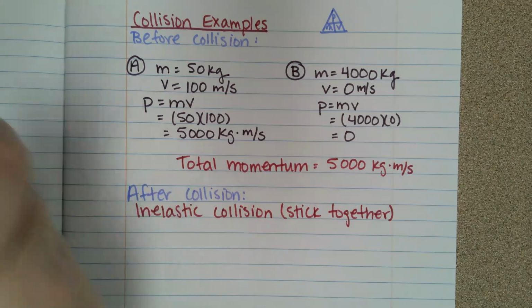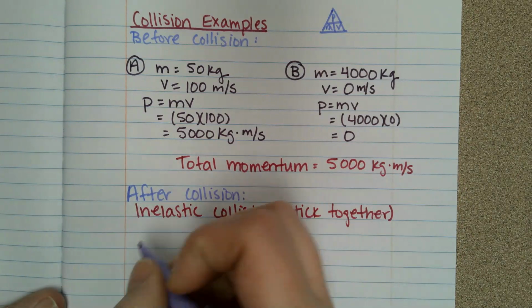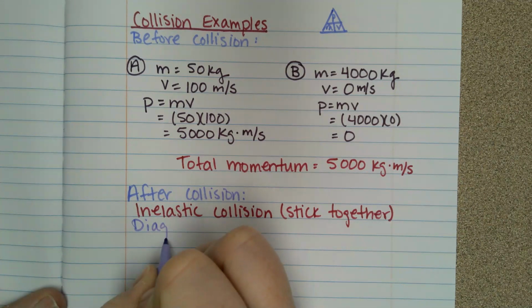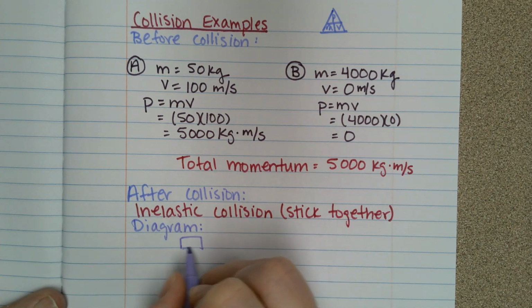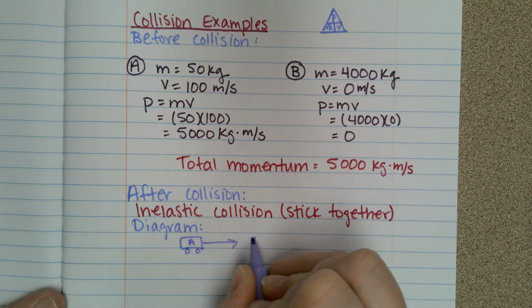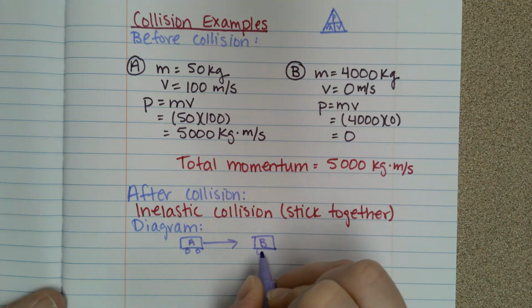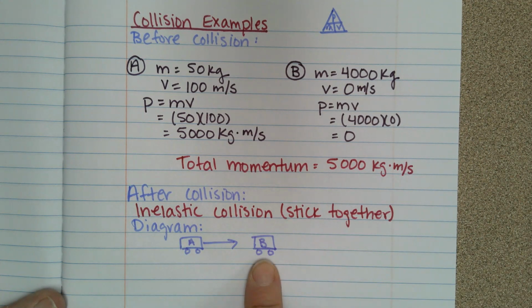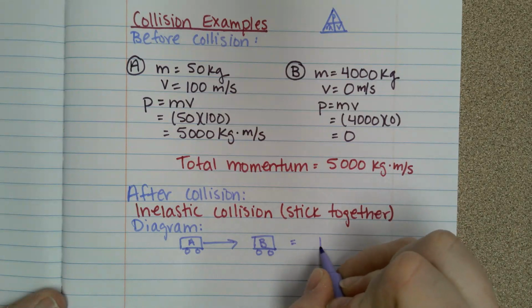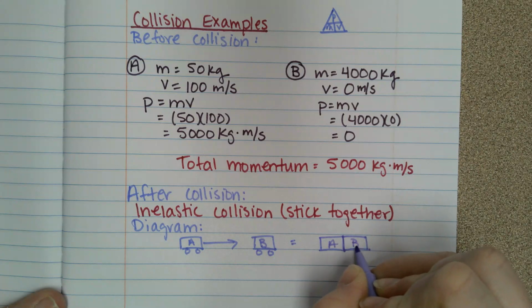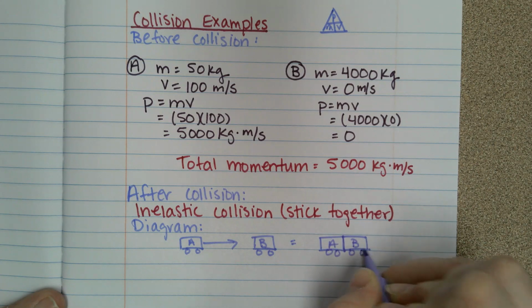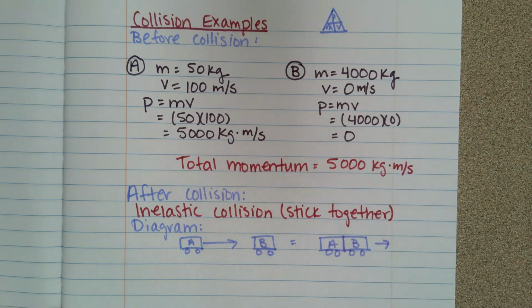So if we were to draw a diagram of it, say I have cart A, and it is traveling, and it's going to run into cart B, that's not moving, and then afterwards they're going to be stuck together, and they'll be moving together.